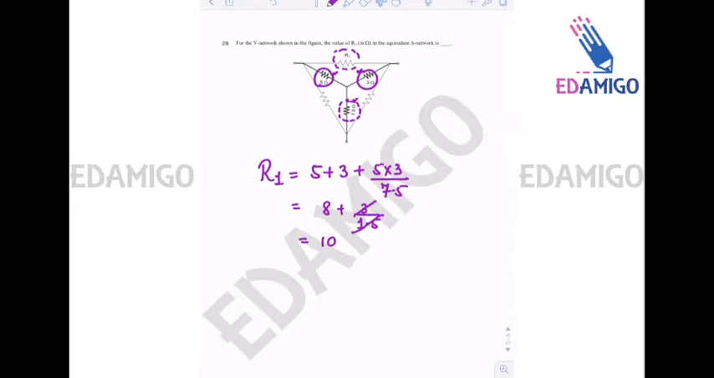So we can say that the value of resistance is 10 ohms. Okay. So you can see that there are many questions related to star delta transformation. So it's better to learn the formula. I have created a video on how to learn the formula of star delta transformation. So you can watch that. It's available on the channel.